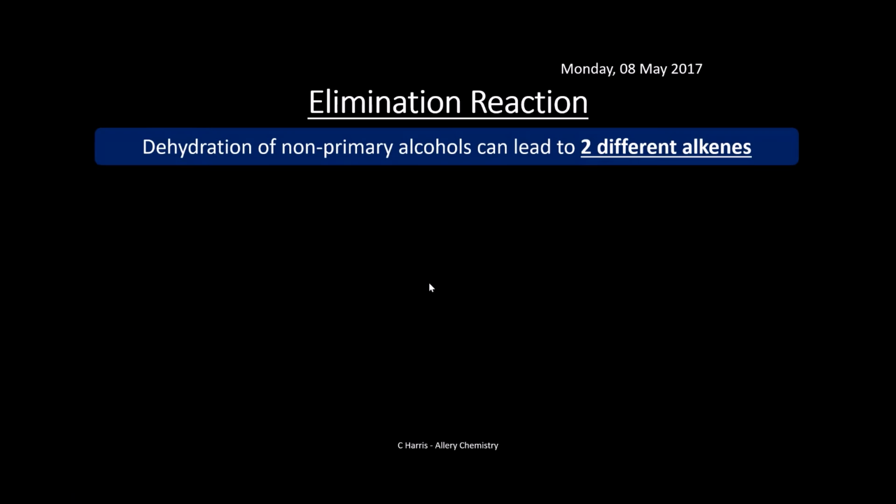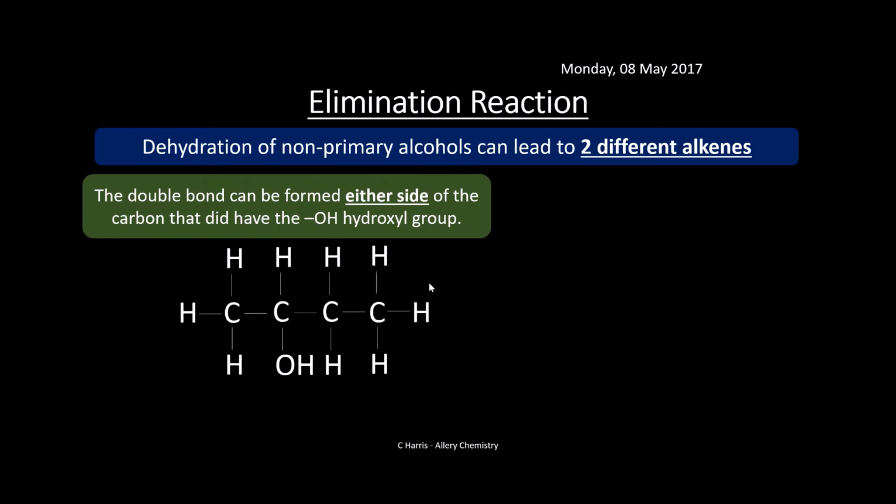Okay, right. So let's have a look at the dehydration of non-primary alcohols. So that one was fine because that one was a primary alcohol. But if you've got a non-primary alcohol, you can get two different alkenes. Okay, so the double bond can be formed either side of the carbon that did have the hydroxyl group on. So here's an example here. This is a secondary alcohol. You can see we've got two carbons either side of it there, and there's the alcohol in the middle.